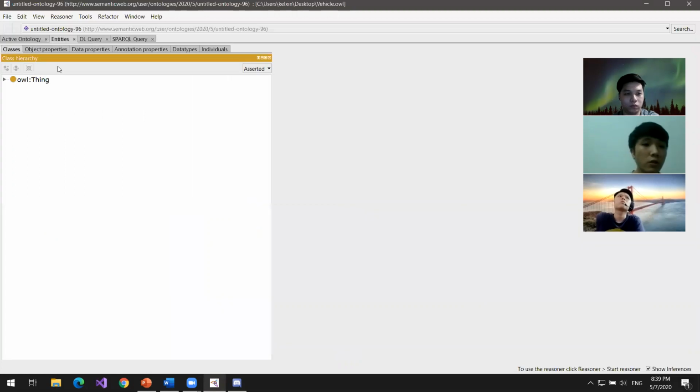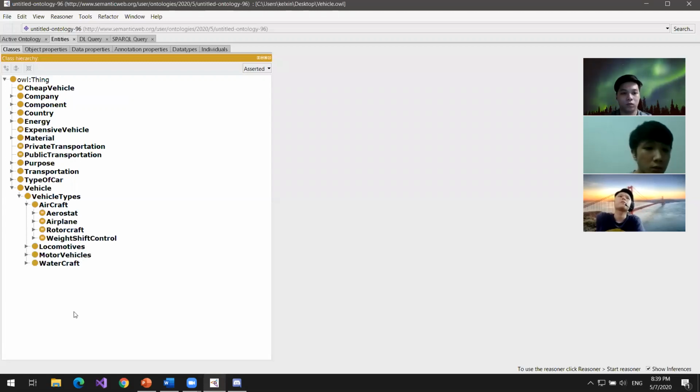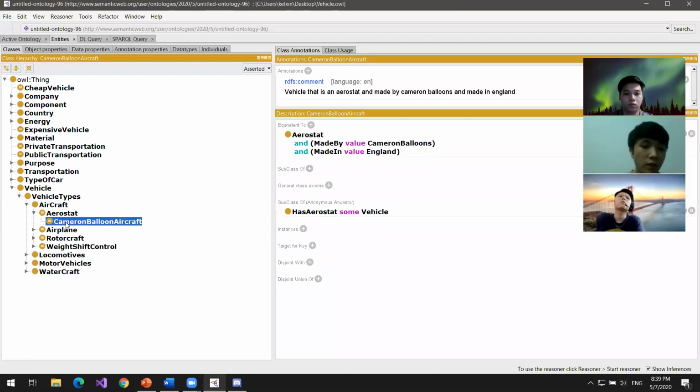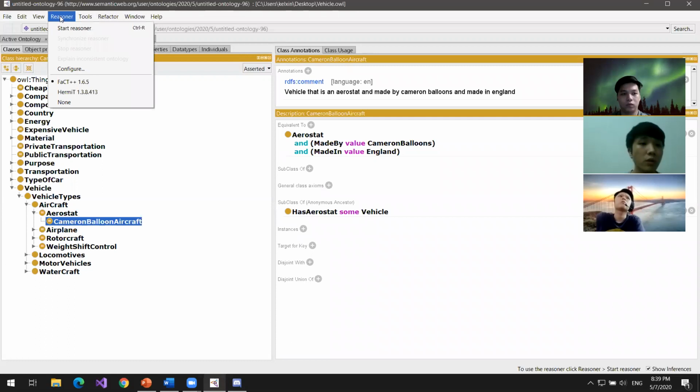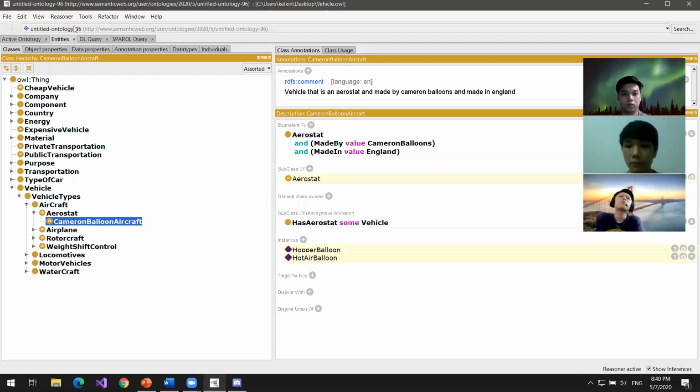And lastly, I will show the class of the Protege. So these are all the classes we are having. And for example, for the aerostat, we have Cameron balloon aircraft, and under the class, I run the reasoner first. So under the class Cameron balloon aircraft, it has 2 instances, which are hopper balloon and hot air balloon.